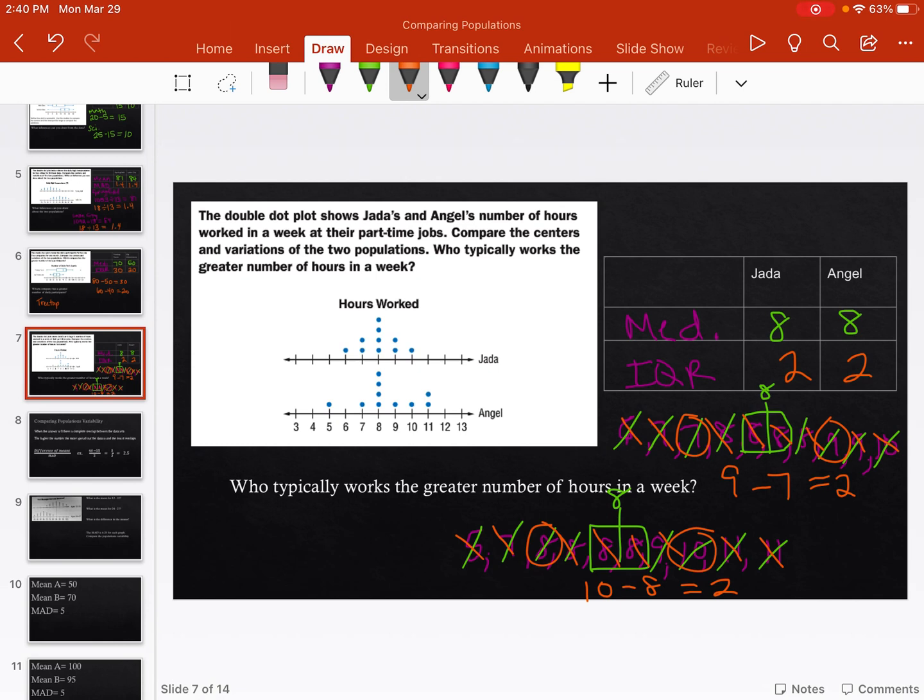So who typically works the greater number of hours in a week? It's interesting because it looks like they should be identical. The median is 8 for both of them. The IQR is 2 for both of them. However, when you actually look, you can see that Angel has more days that are higher than 8 than Jada does. So Angel works more.